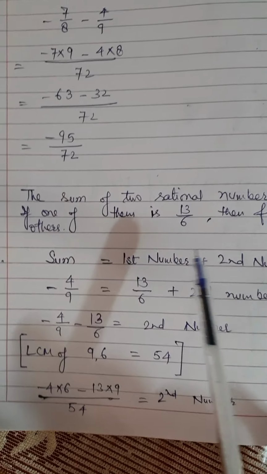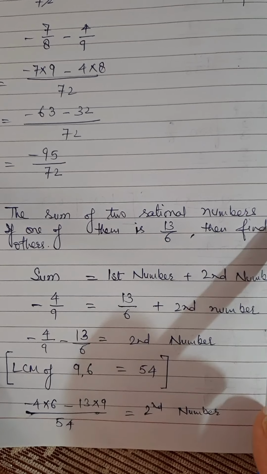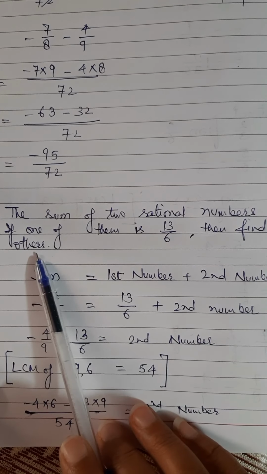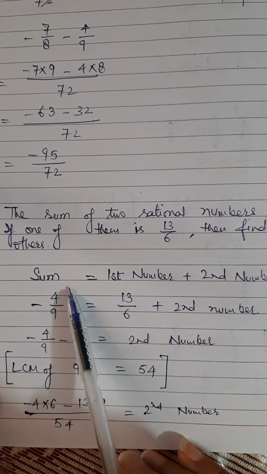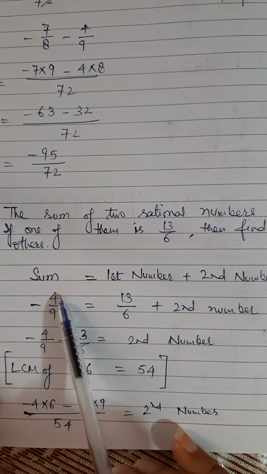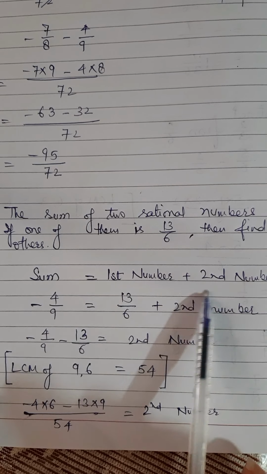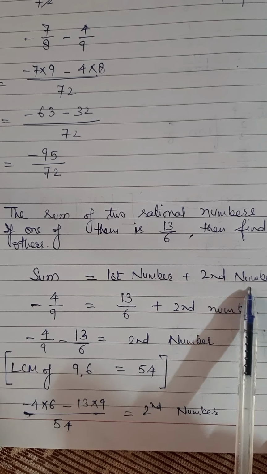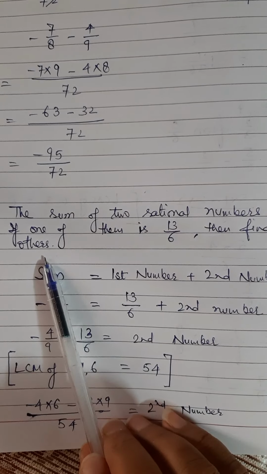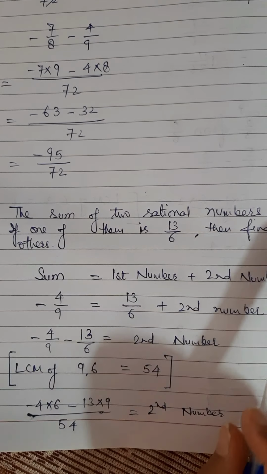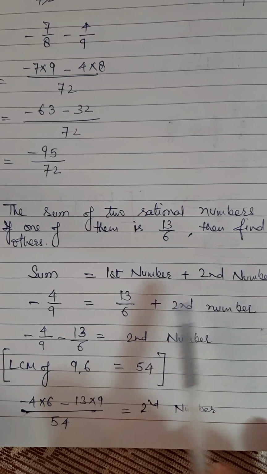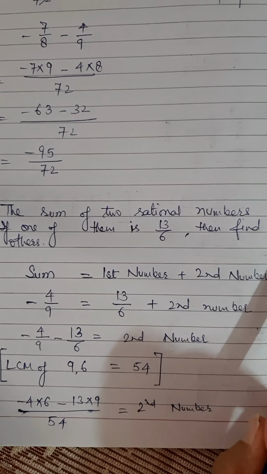Now the fourth sum: it is given the sum of two rational numbers is minus 4 by 9. If one of them is 13 over 6, then find the other. We have given the sum. Sum means we have to add two numbers, so that's why I am writing sum is equal to first number and second number. We have two numbers here, one number is given and we have to find the second one. So sum is equal to first number plus second number. Sum is given minus 4 by 9.